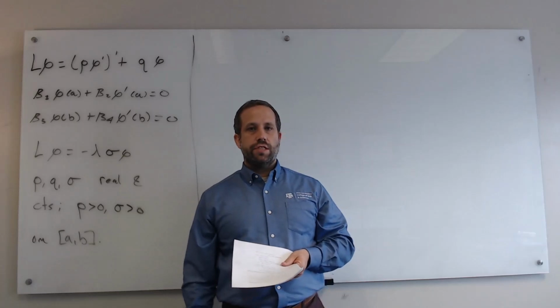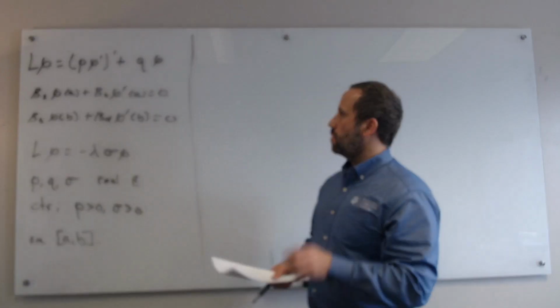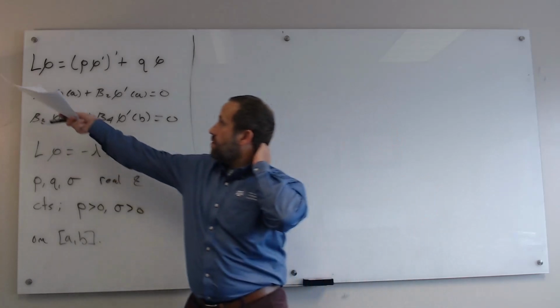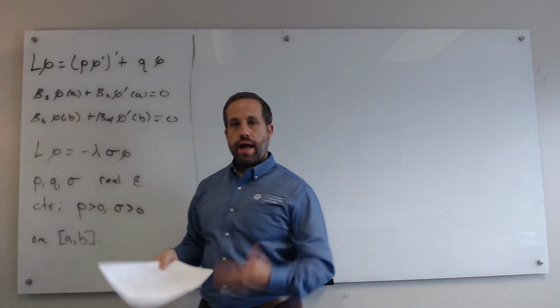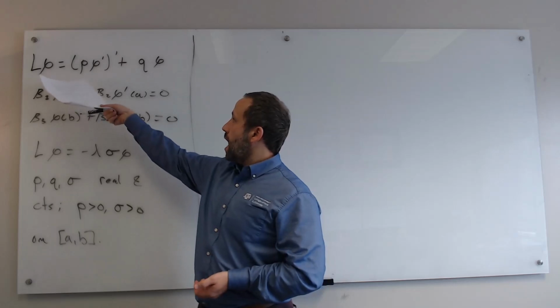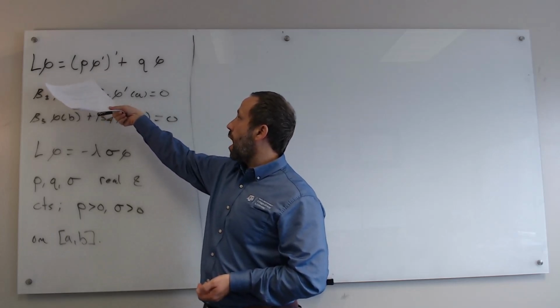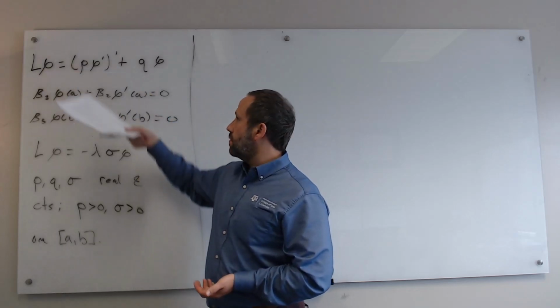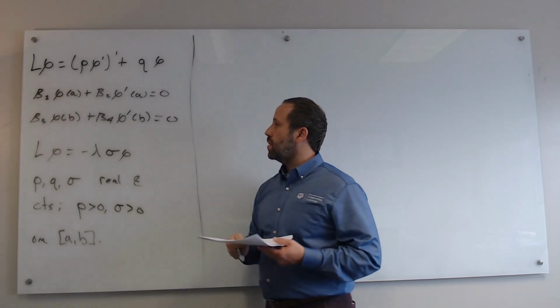Okay, so we are studying Sturm-Liouville eigenvalue problems. This is the setup. We have an operator L. L acts on functions phi, and we've got p times phi prime, and then the derivative of all of that, plus q times phi.